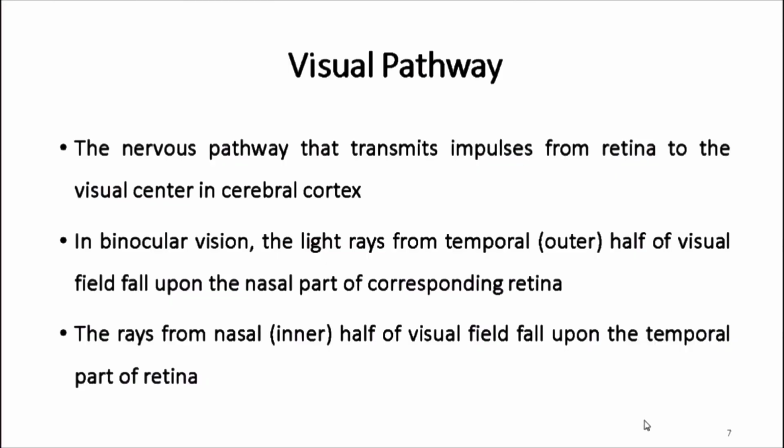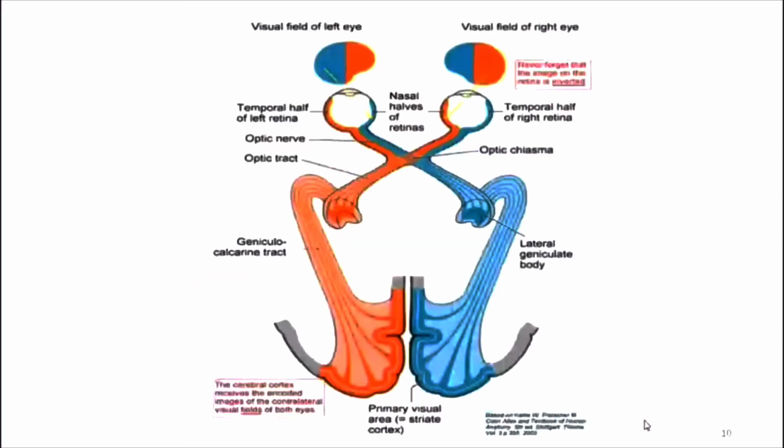The visual pathway is the nervous pathway that transmits impulses from the retina to the visual center in the cerebral cortex. So in binocular vision, the light rays from the temporal half of the vision... We have two halves in the visual field. We have the temporal half as well as the nasal half. I'll just show the diagram to make you understand.